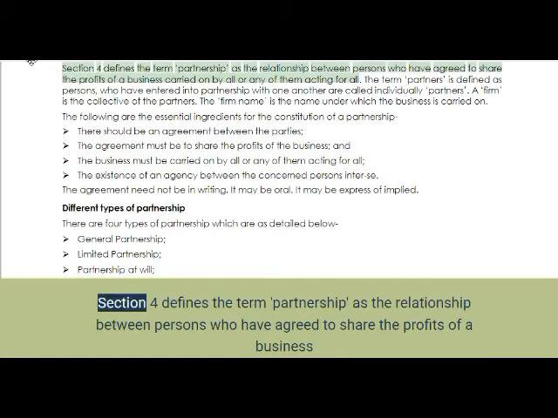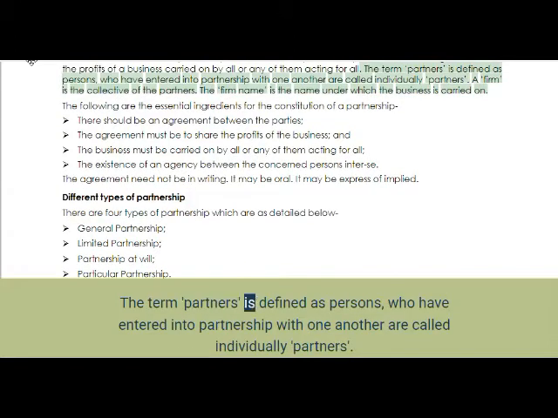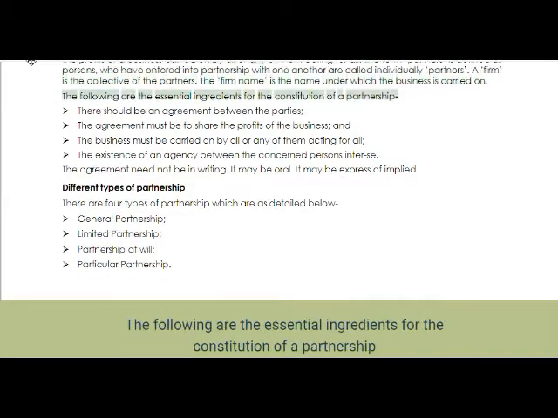What is partnership? Section 4 defines the term partnership as the relationship between persons who have agreed to share the profits of a business carried on by all or any of them acting for all. The persons who have entered into partnership with one another are called individually partners. A firm is the collective of the partners. The firm name is the name under which the business is carried on.